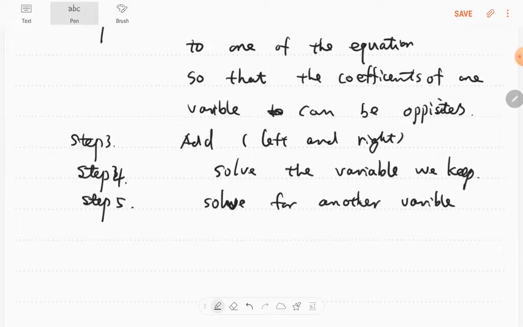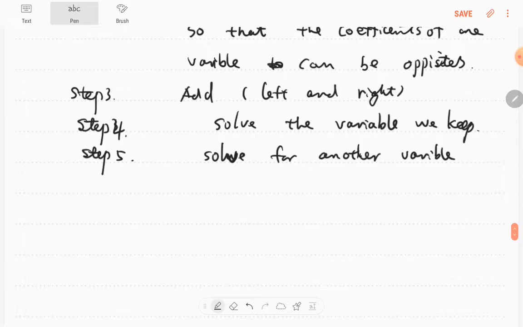By using the original equation, we could only pick one. Either one is correct. Okay, we just pick one equation, and if we already, from step 4, we already know the value of x, then we use that number to replace x. We could solve for y. Similarly, if we already know the value of y, we could use that number to replace y in the equation, then solve for x.